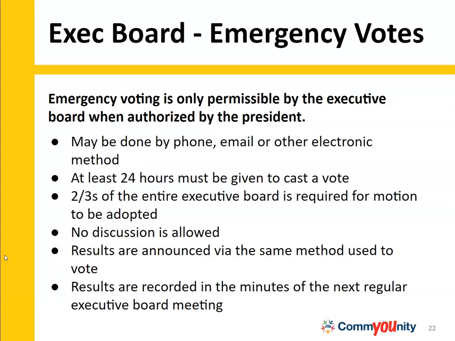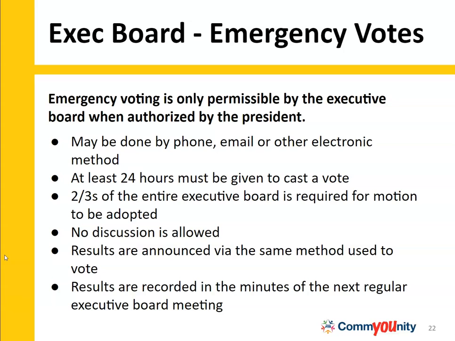Most emergencies are items of business that need approval before the next regularly scheduled Executive Board meeting, and the President believes that no discussion will be necessary. However, emergency voting via electronic methods must be done through a process that allows all voices of the Executive Board to be heard. Executive Board members must have at least 24 hours to cast their votes. A 2/3 vote of the entire Executive Board is required for the motion to pass.